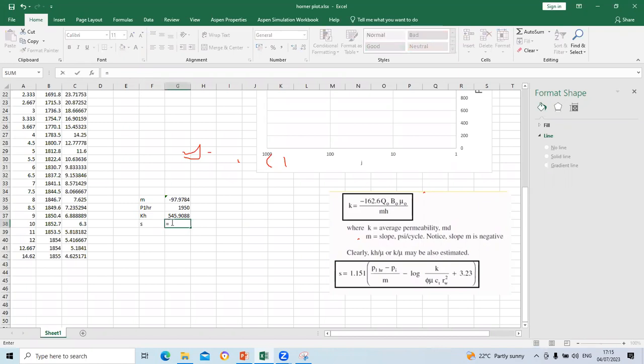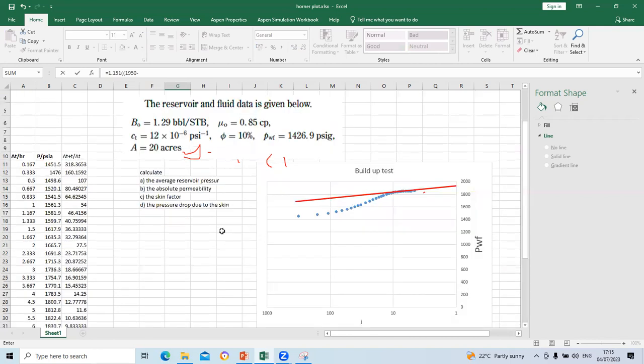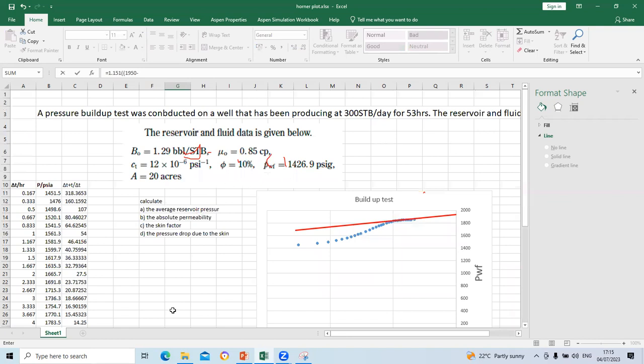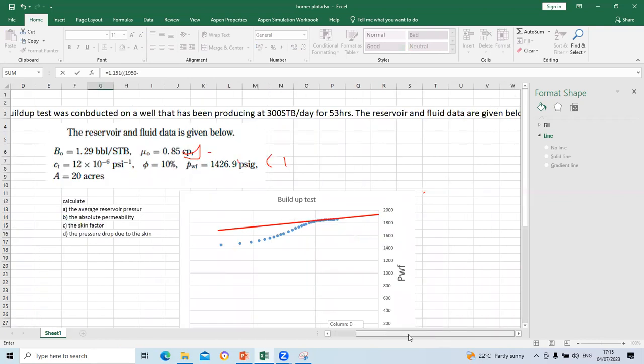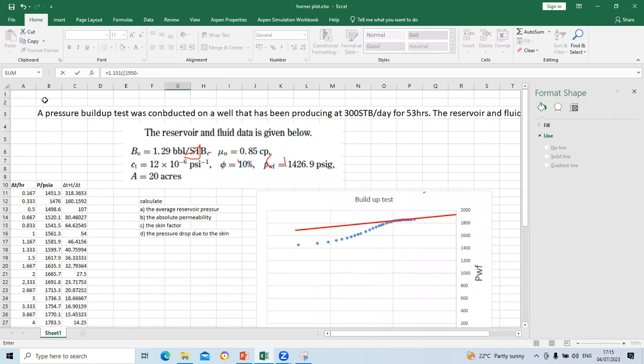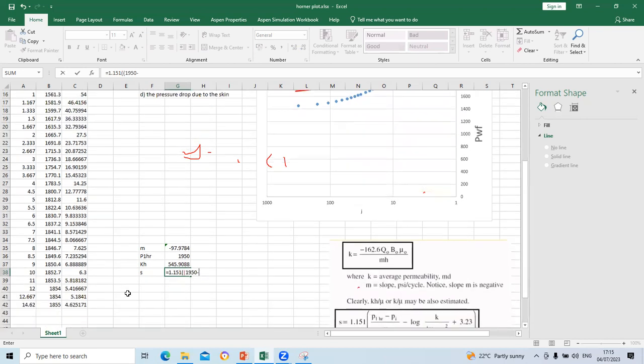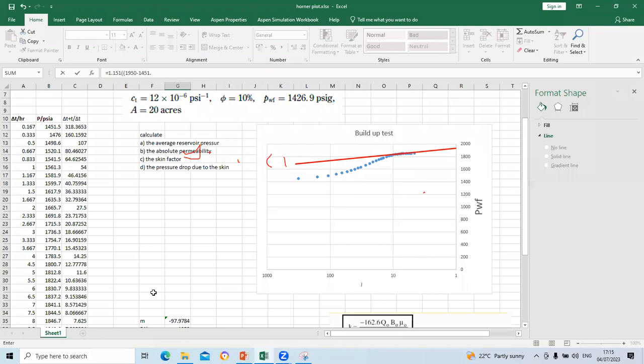The skin is equal to 1.151 into, we open our bracket. We just hope that this formula, you will accept it. Let's put all of this first one in bracket first. We have bracket P1hr, which we have calculated as 1950 minus P initial. P initial has not been given. Okay, P initial is our initial pressure, that's the starting pressure, 1451.5.